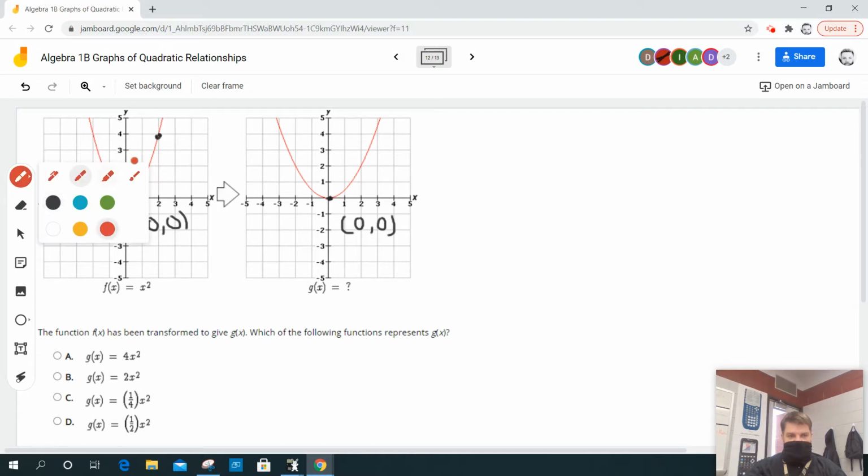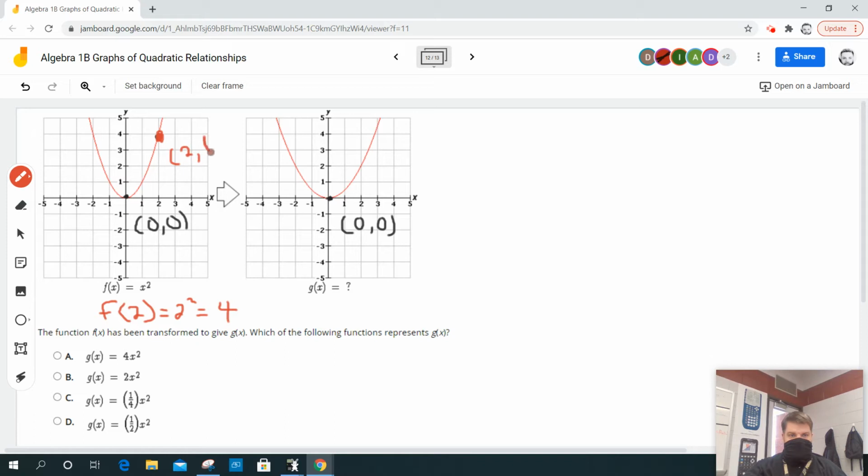If I pick out this point here, this is f of 2, which is equal to 2 squared, which is equal to 4. In other words, this point occurs at 2, 4. But if I look over here, when it gets right here, I've got 2, 2. It looks like. I could be wrong.